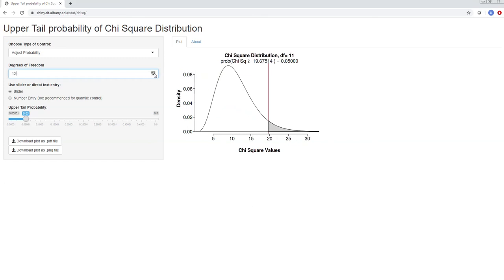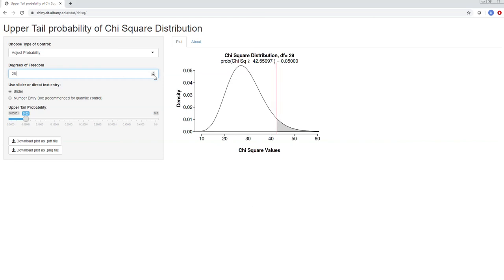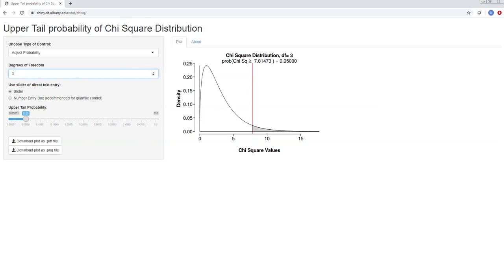And you can see that as I increase the number of degrees of freedom, its shape becomes to look more and more like what? What does it look like? Like normal, our good old friend, the normal distribution, okay? Yeah, but it never goes below 0. So that's my chi-squared. So let me go back to, I don't know, 3 degrees of freedom, like this. Okay, good.